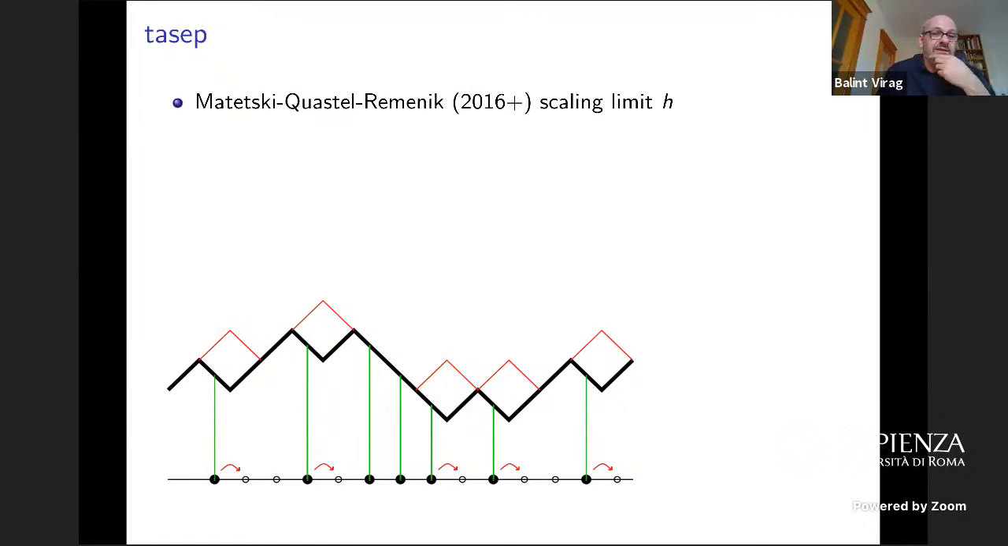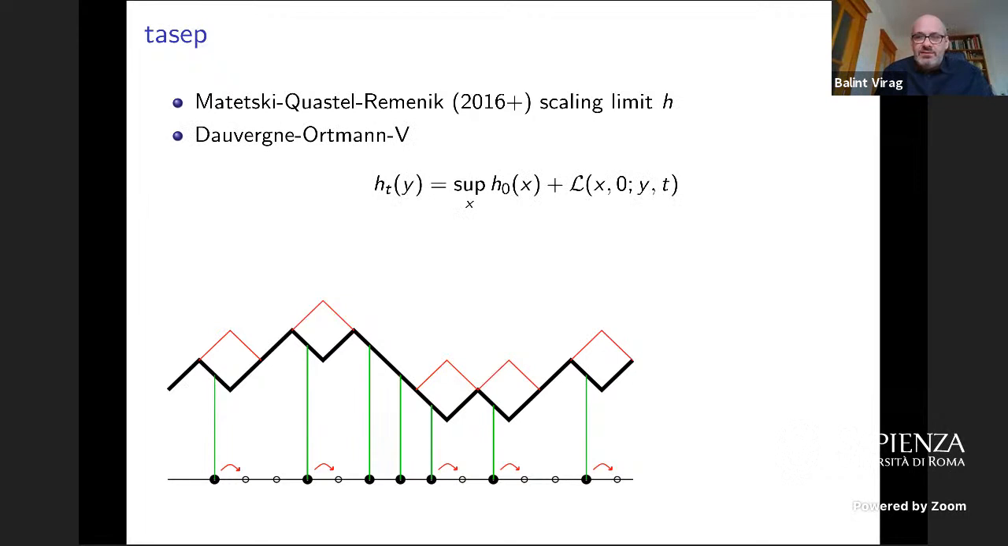And we showed that in fact this can be expressed using the directed landscape in the following way. If you start TASEP with H0, some initial height function, then the evolution at time t, the height at time t at location y, can be determined as this optimization problem.